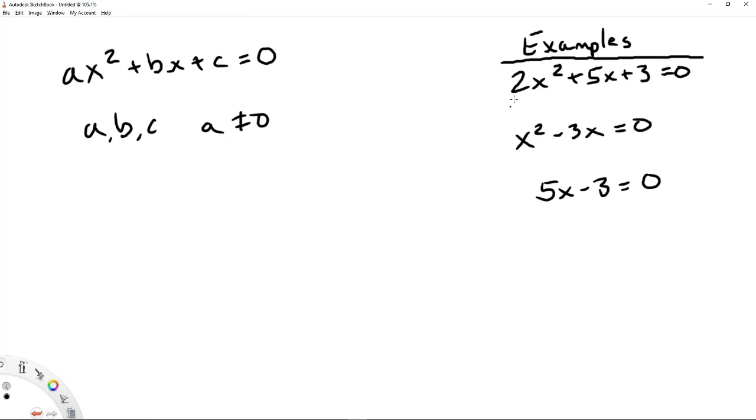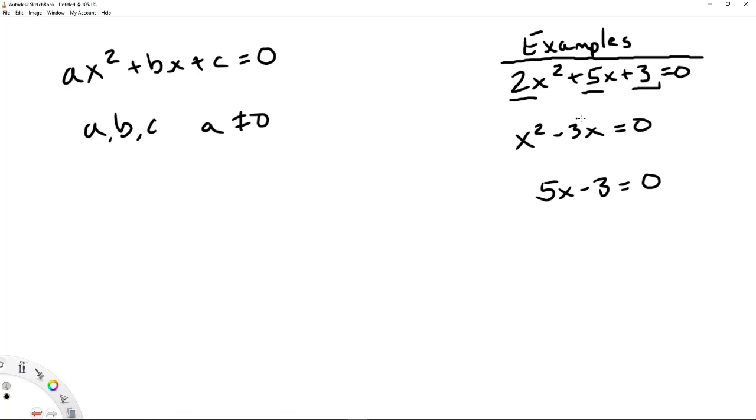So for the top equation, 2x squared plus 5x plus 3 equals 0 is a quadratic equation. The 2 represents the a value, the 5 represents the b value, and the 3 represents the c value. This follows the equation of this right here, so it is a quadratic equation.